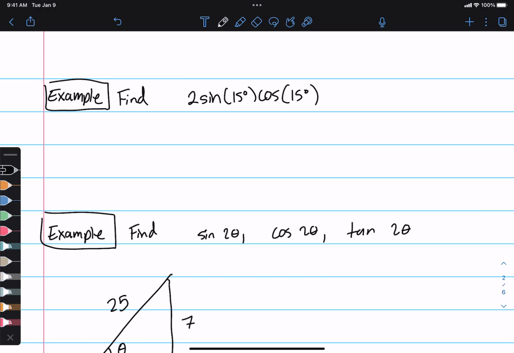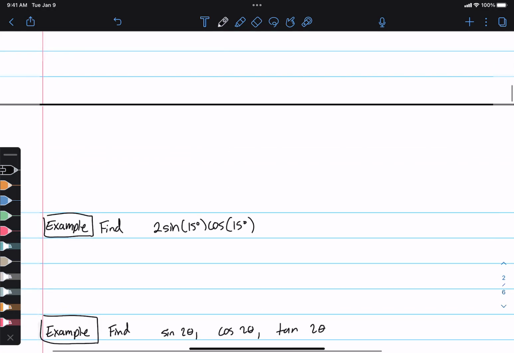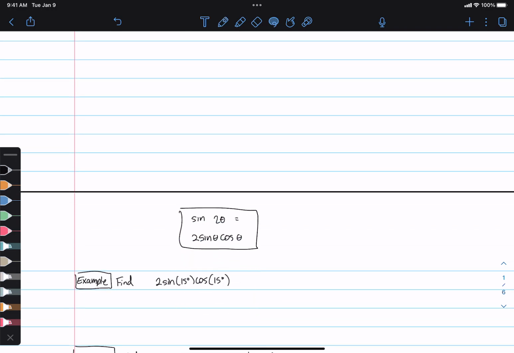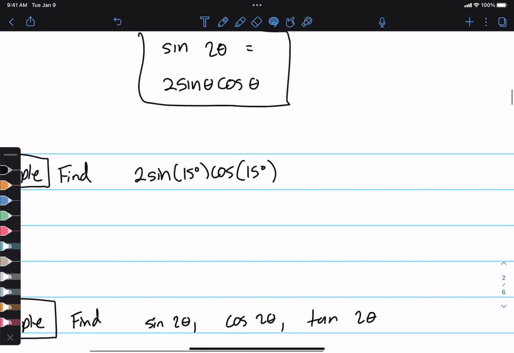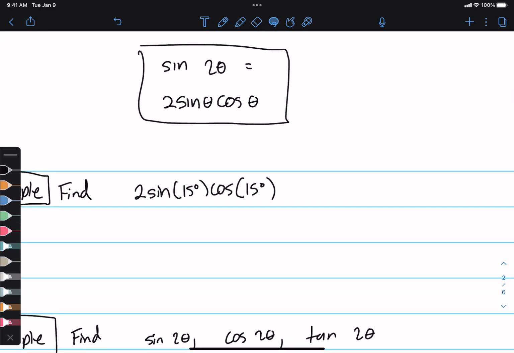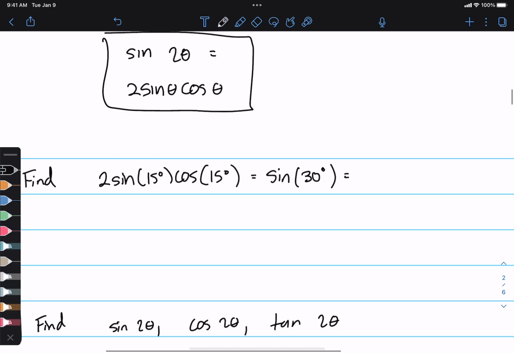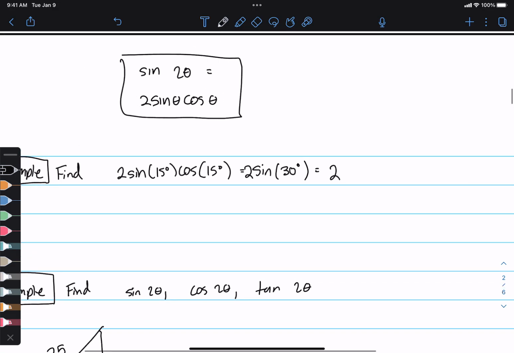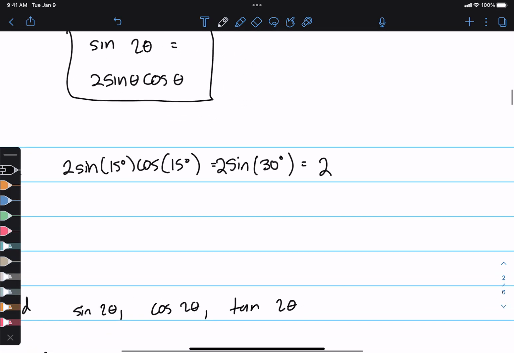So my first thought is this looks an awful lot like one of our identities that we just got. Whoa, crazy. I can't believe that happened. Who could have guessed? So if I bring this down here, I see that this is 2 sine theta cosine theta, and so this is going to equal the sine of 2 theta, and 2 times 15 degrees is 30 degrees. And of course we know that the sine of 30 degrees is going to be 1/2.